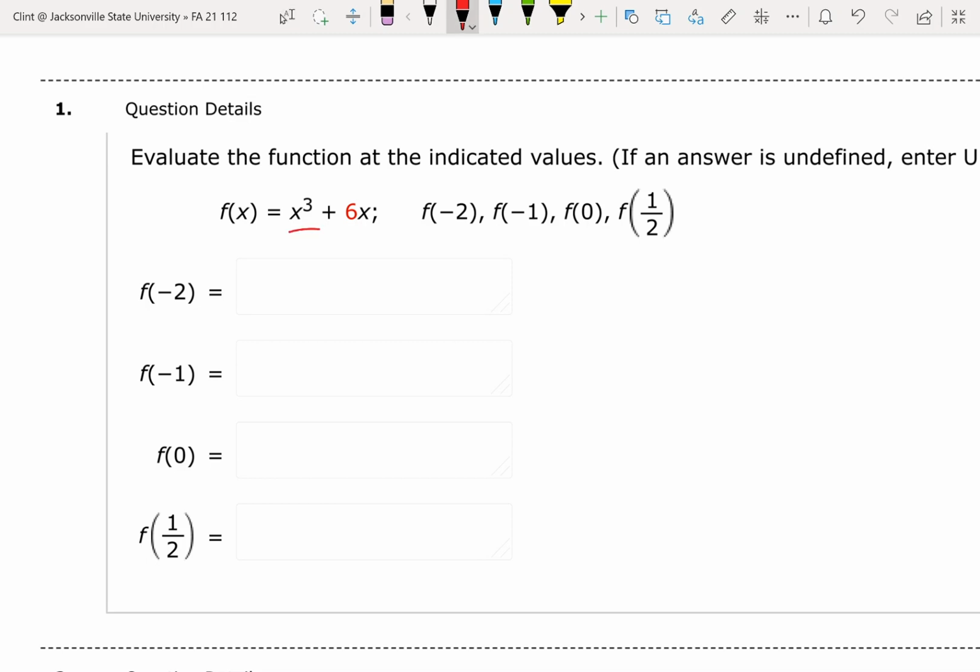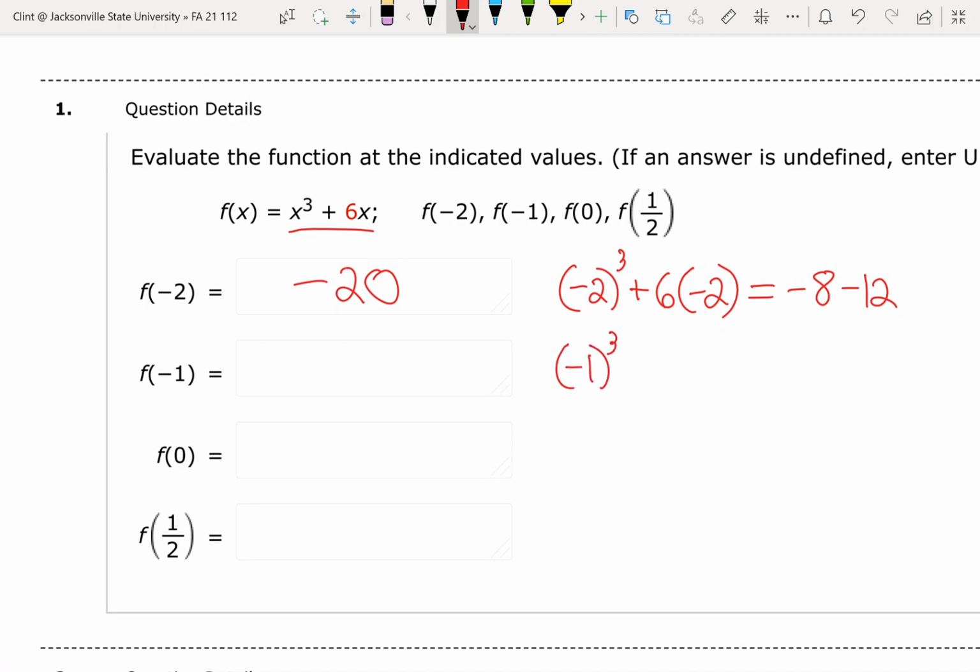So their function is x cubed plus 6x. Here, if we plug in -2, we get -2 cubed plus 6 times -2. So be careful with the sign here. This will be -8, -12, that would be -20. Same thing but with -1. Careful with the sign, that would be -1, -6, -7.